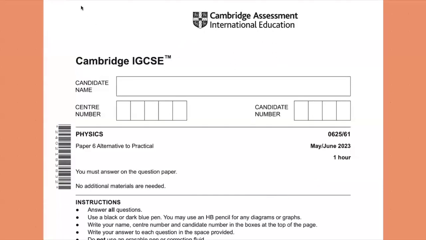All right, hello guys. And today we are doing this ATP paper from the IGCSE course. So this is paper 61, summer 23. So again, a really recent paper.